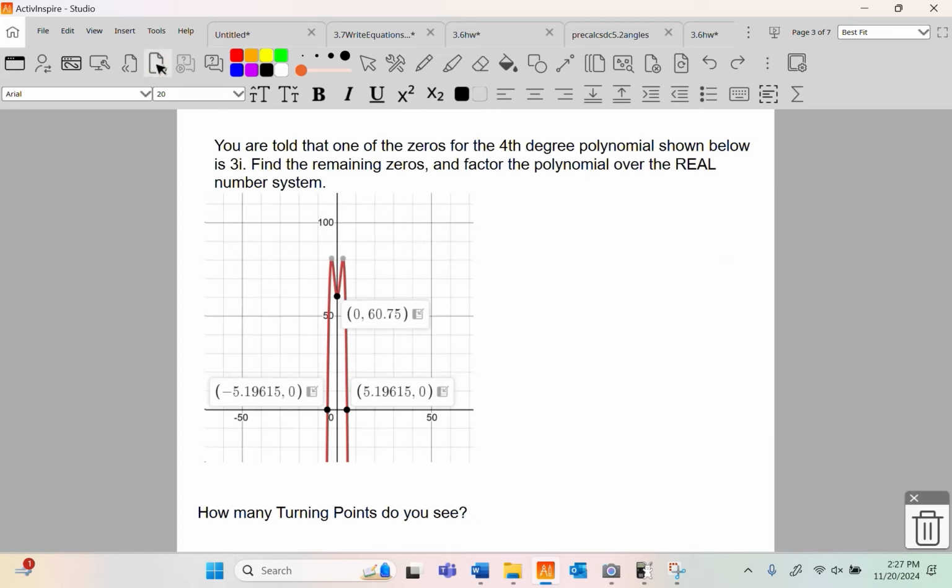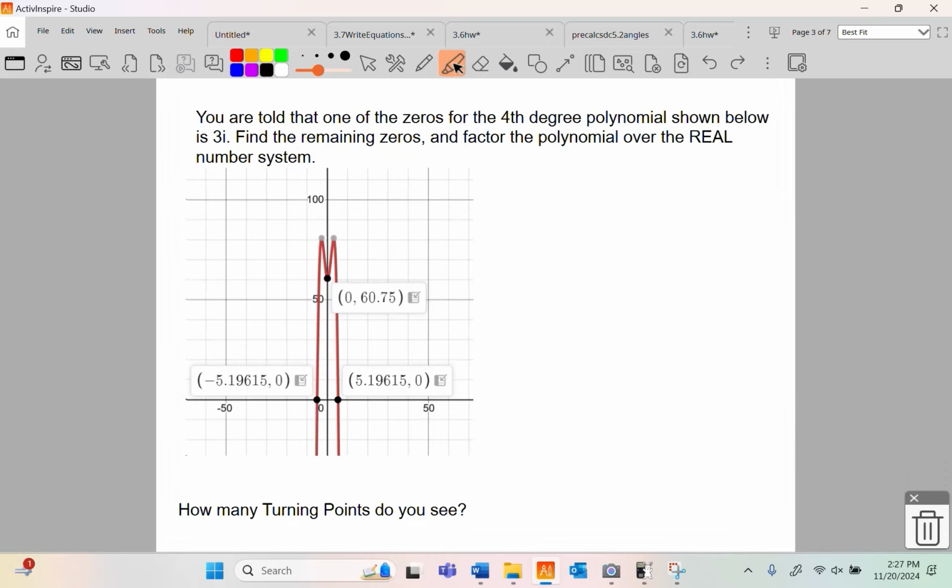It'll happen. All right. We're not going to do all of this one. How many turning points does this guy have? 3. Make sure you see them. I'm convinced not everybody can see them. 1, 2, 3. What's that mean? It's going to be at least 4. We are going to do the next one.